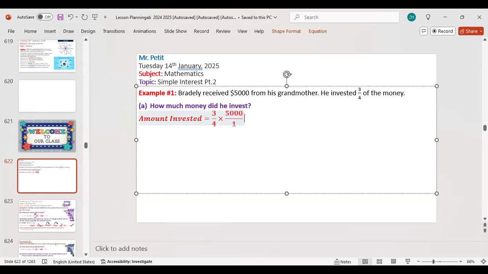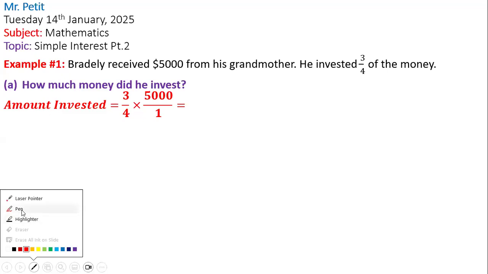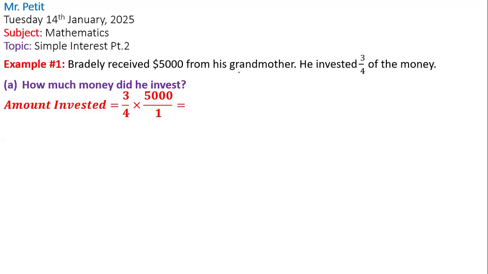Good. And then it's going to be equal to what? It's very important when we say "of," because they say what? They say Bradley received $5,000 from his grandmother. He invested 3/4 of. What does "of" mean? Multiplication? Times. Yes, "of" means that we have to multiply. So when it says 3/4 of, we're going to multiply, right? 3/4 multiplied by 5,000 over 1.